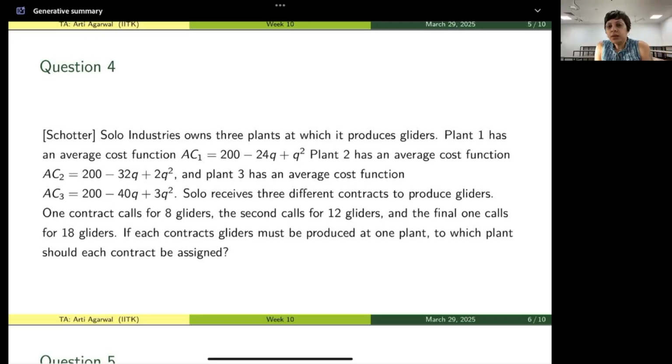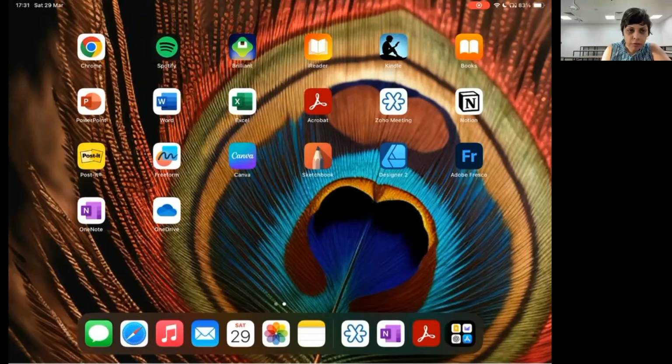What is ideally the function that the firm will want? For each glider contract, the 3 contracts are 8, 12, and 18. For each contract, the firm will want to minimize the cost, right? And each firm has 3 ways of producing the same contract, right? Let's do this as a table.